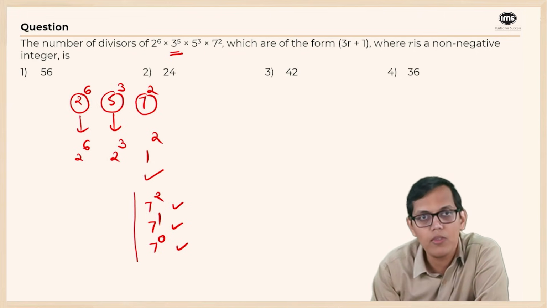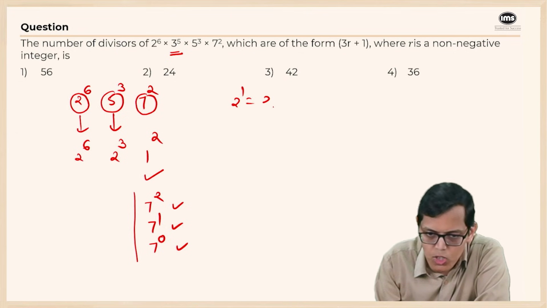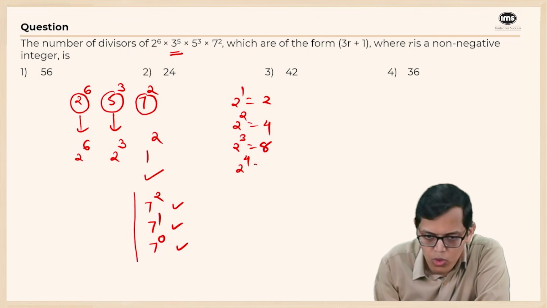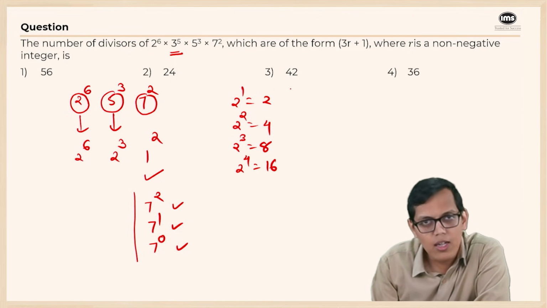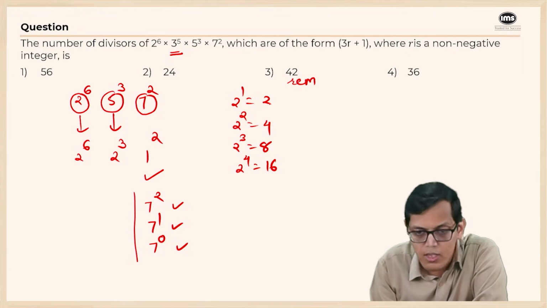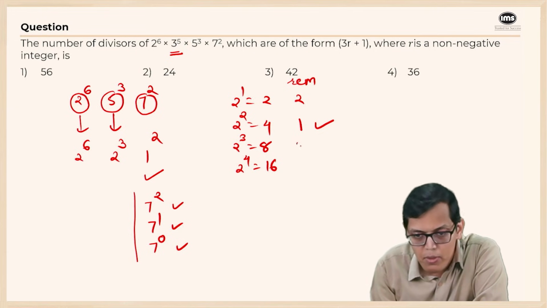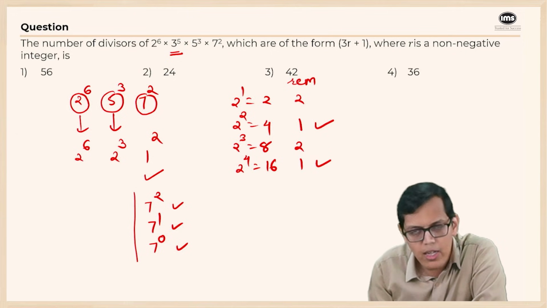However, that is not the case with the powers of 2. Let me play with the powers of 2. 2 raised to 1 is 2, 2 raised to 2 is 4, 2 raised to 3 is 8, 2 raised to 4 is 16. Let's start dividing them by 3 and note the remainder. When I divide 2 by 3, I get remainder 2. When I divide 4 by 3, I get remainder 1. That's a success. When I divide 8 by 3, I again get remainder 2. When I divide 16 by 3, I get remainder 1. That's a success. And this trend of remainders 2, 1, 2, 1, 2, 1 will continue.